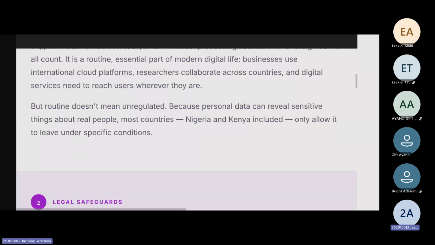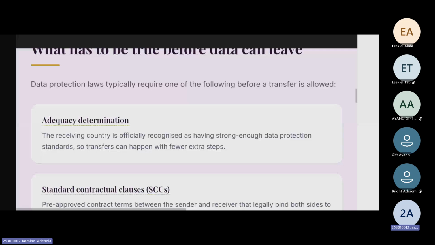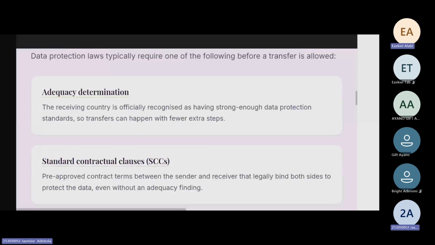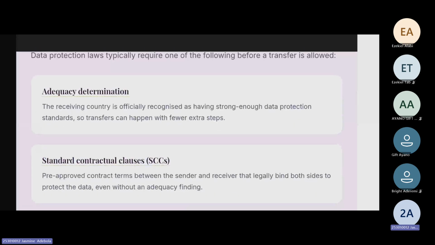Data protection laws typically require one of the following before a transfer is allowed. I hope you guys can still see my screen. If you can't, please use the link that I sent. Yes, we can see your screen.